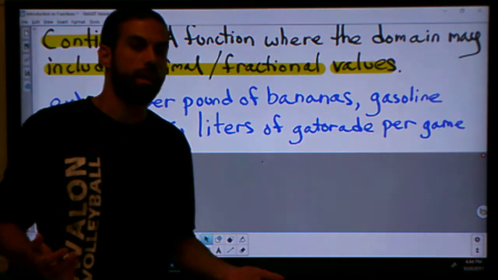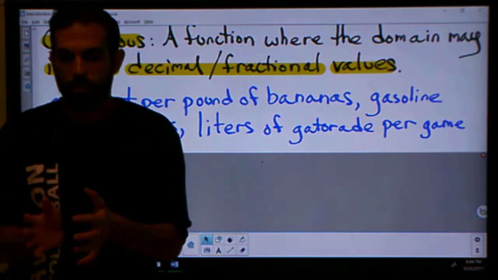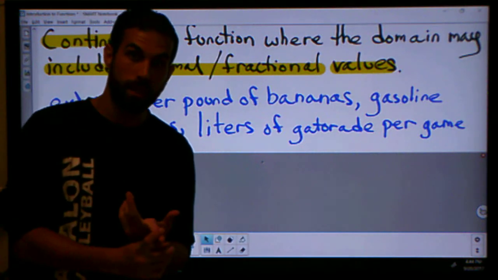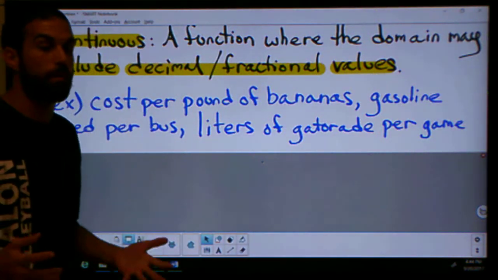A discrete situation is one where you are counting things as whole numbers, like movie tickets, like people riding a bus.